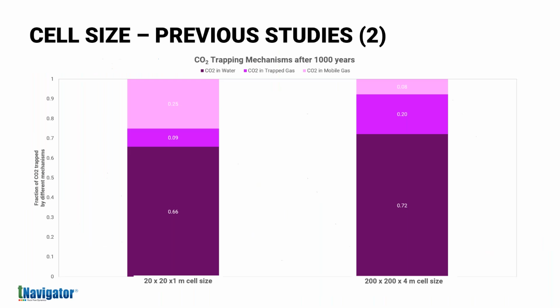So from the same study, we can look at the relative contribution of the different trapping mechanisms in the fine grid, which was 20 by 20 by 1 meter cell size, and in the coarse grid, which is 200 by 200 by 4 meter cell size. And you can see a large difference in the different trapping mechanisms. So dissolution obviously is affected, which is the dark purple part at the bottom, but more importantly, the residual trapping and the free gas are actually affected by a lot. So this again points to the need to look into more depth when it comes to the grid size, the effective grid size.